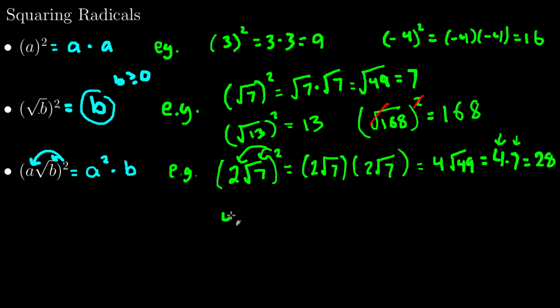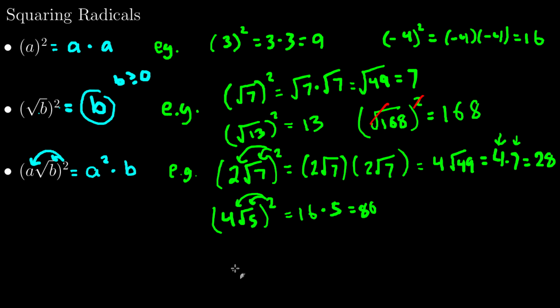So if I had 4 root 5 squared, I'll square the 4, get 16, square the square root of 5, and the square root and squared will cancel, so I just get times 5, and 16 times 5 is 80.